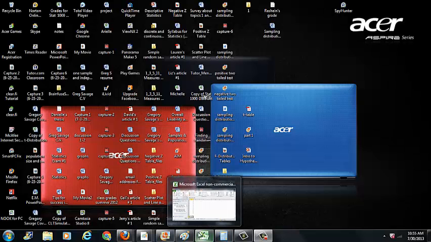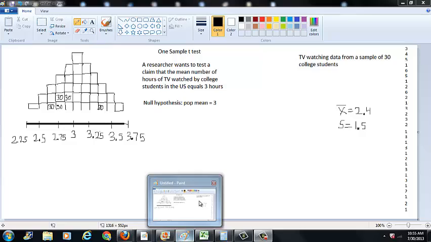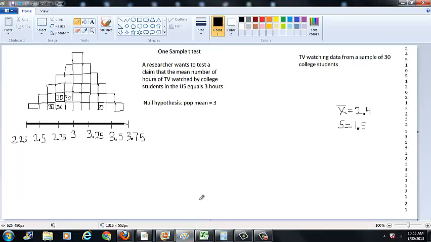I wanted to go through an example to show the sampling distribution of the one sample t-test. This picks up about where I left off last time. I'm using the same example, but I'm changing it a little bit. I'm saying that a researcher wants to test the claim that the mean number of hours of TV watched by college students in the US equals 3 hours.